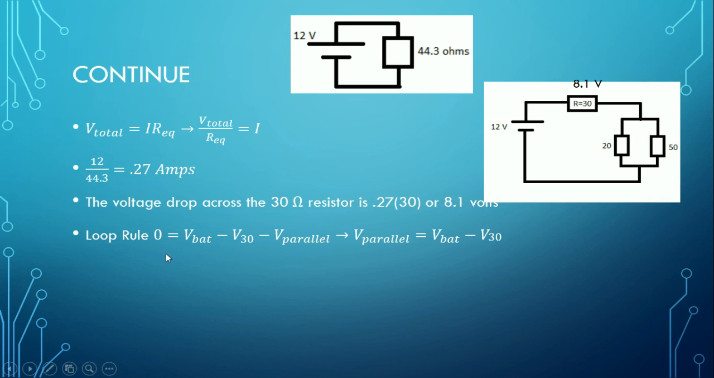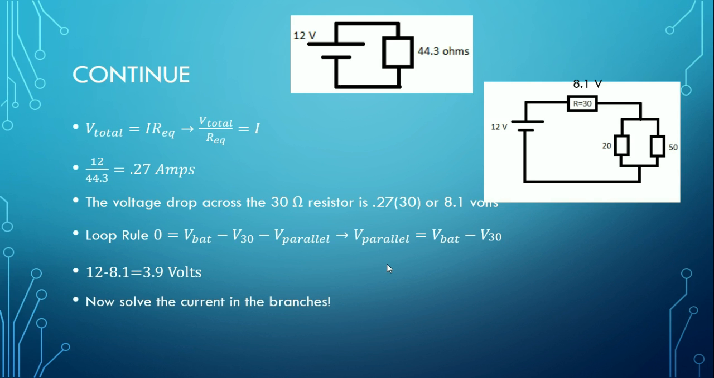So basically the voltage of the battery minus the voltage of this resistor and the parallel component, because we know that parallel components have equivalent voltages, equals 0. And so if we move the parallel side to the other side and plug in what we have here, we get voltage of the parallel equals voltage of the battery minus the 30 ohm resistor. We get 12 minus 8.1, which gives us 3.9 volts. So that's the voltage across the parallel component. And like I said before, voltage across parallel components is the same.